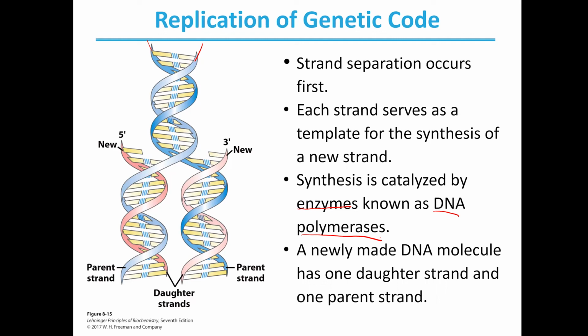In the end, after synthesis, because of this anti-parallel nature and the complementary nature, what we have when duplicating DNA is a new set of DNA, so two new DNA molecules that are each made up of one daughter strand, or one new strand, and one parent strand, or one old strand. You can see this visually in the picture based on the colors.